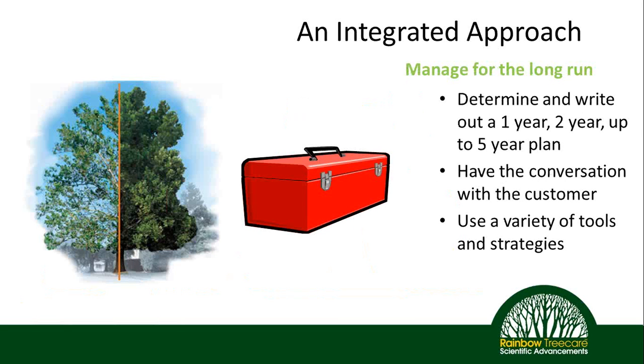So really, in the long run, we don't know how long this drought will last. We need to determine and write out a 1-year plan, a 2-year, and up to possibly a 5-year plan for that specific plant. Just a couple of broad situations: maybe if things get worse, this is a plant that we remove. Maybe it's a plant that we focus on more diligently, and really have that conversation with the customer, and don't rely on one tool to solve all your problems. You really need an integrated approach using a variety of tools and strategies.